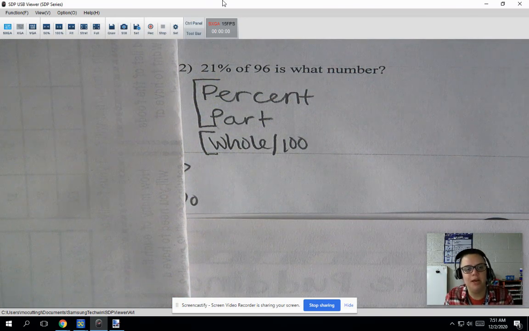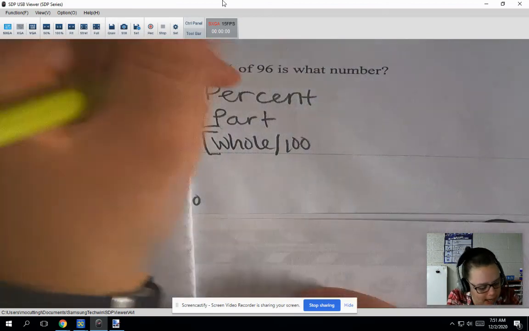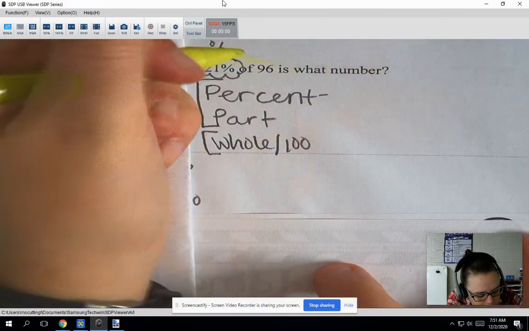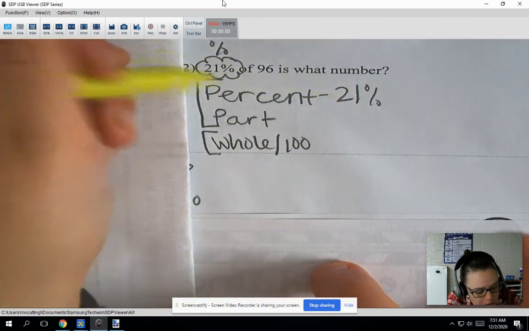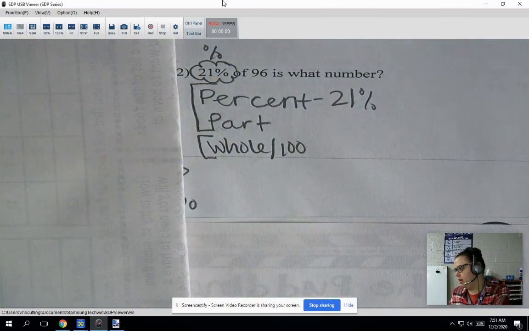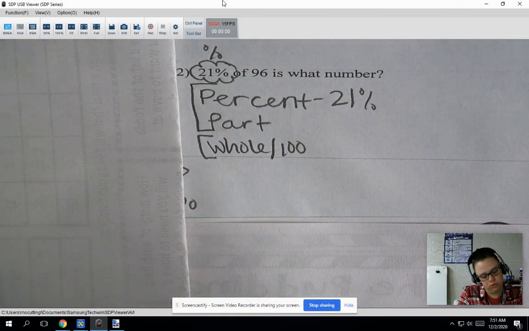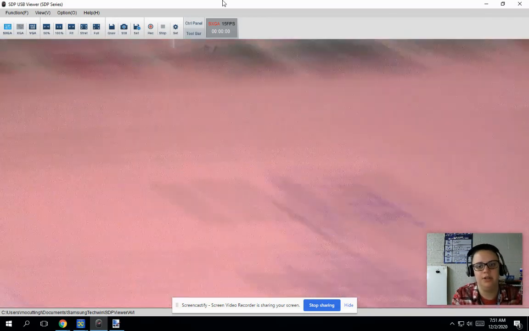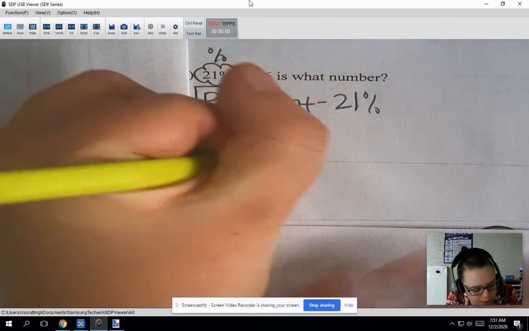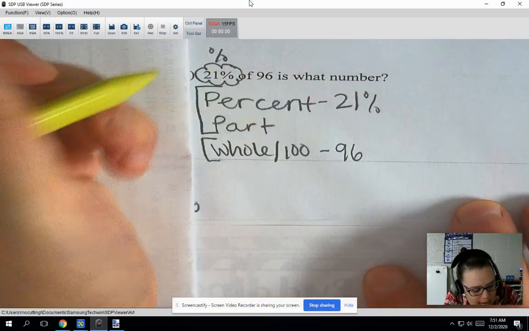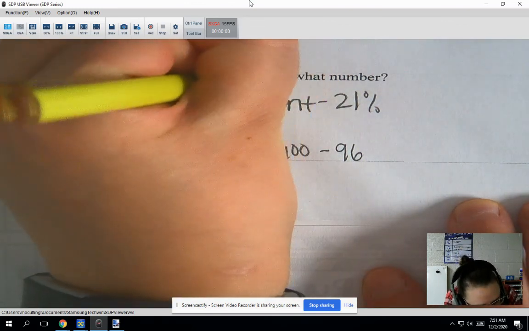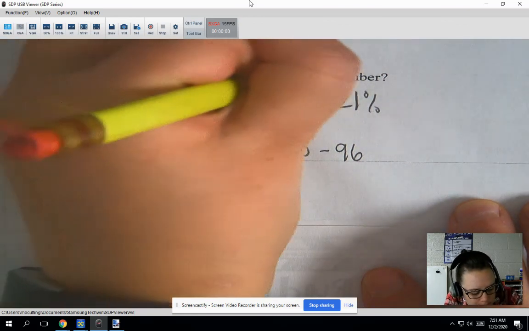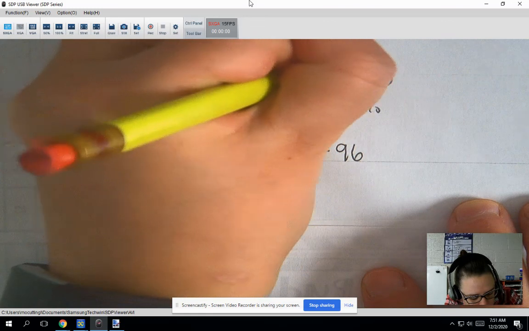Excuse me. Okay, so 21%. Oh, sweet. I have a percent sign. I know that that's my percent. Of 96. Of tells me about my whole. So 96 is my whole / 100. Put my box around that. That's my whole / 100. Is what number? So I'm missing the is, I'm missing my part.